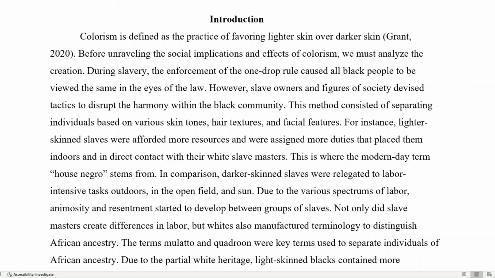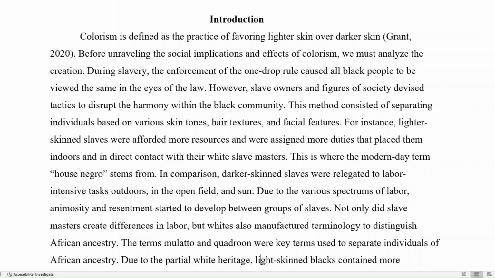Introduction. Colorism is defined as the practice of favoring lighter skin over darker skin. Grant 2020. Before unrevealing the social implications and effect of colorism, we must analyze the creation. During slavery, the enforcement of the one drop rule caused all Black people to be viewed the same in the eyes of the law. However, slave owners and figures of society devised tactics to disrupt the harmony within the Black community. This method consists of separating individuals based on various skin tones, hair textures, and facial features.